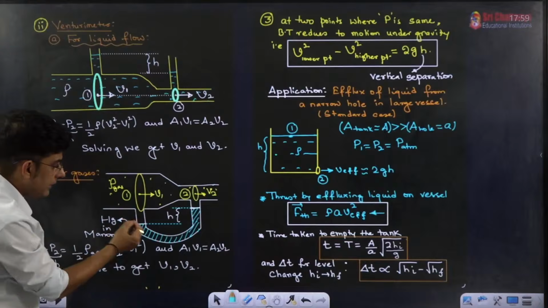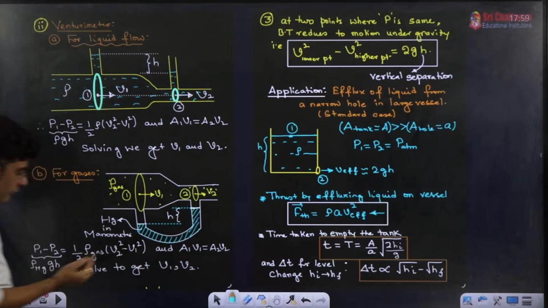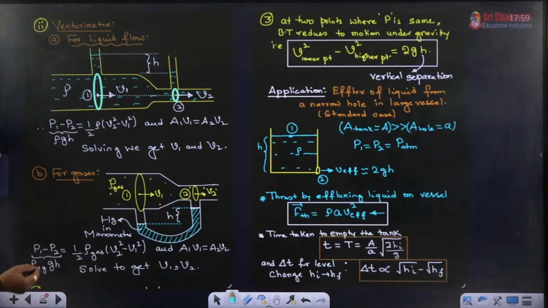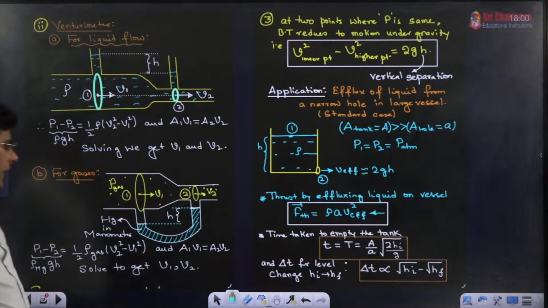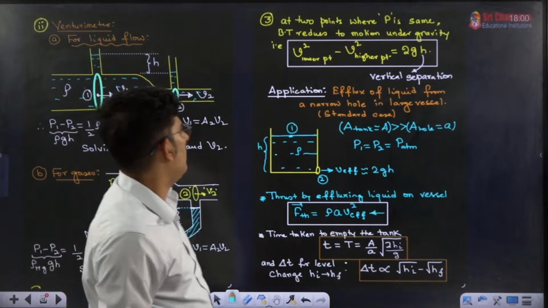But which rho? When you are reading P1 minus P2 from a manometer, as I told earlier, we have to take the density of mercury. But by Bernoulli's theorem, P1 minus P2 will be half rho (V2 square minus V1 square). Which rho? Rho of gas, because you are applying Bernoulli's theorem to the gas, and you are finding the pressure difference by manometer. So in the manometer it is rho Hg, and here half rho gas (V2 square minus V1 square). One equation in V1 and V2, the other equation A1 V1 equals A2 V2. From these two equations you get the values of V1 and V2.